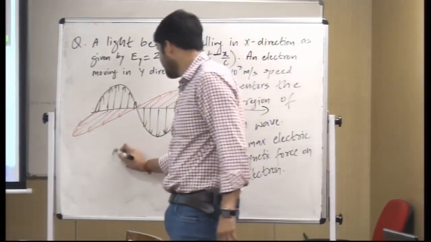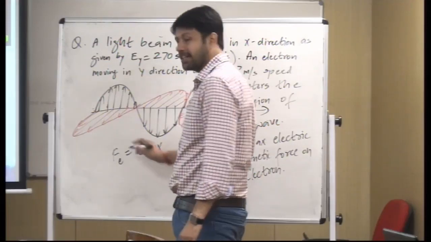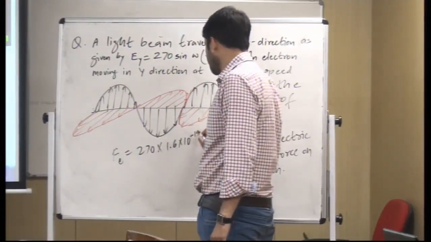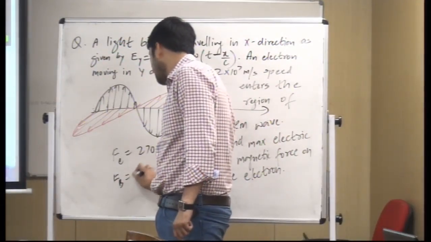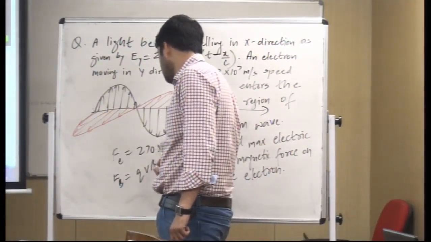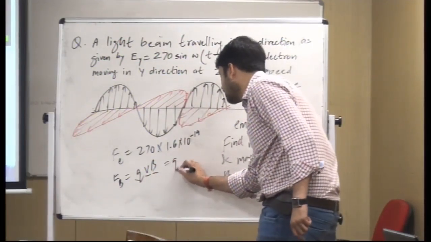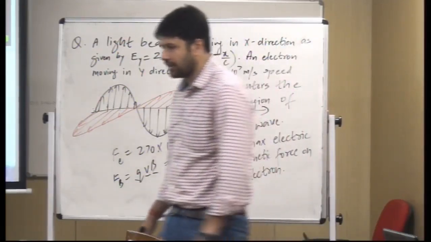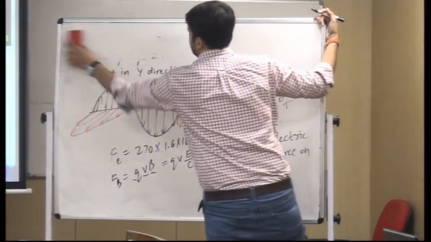The maximum electric field would be 270, so the electric force would be 270 into 1.6 into 10 to the minus 19, that is QE, while the maximum magnetic force would be QVB. We know V, we know Q. B you need to find. It is actually E by C, so the force is QVE by C. That's it. You can find it. It's easy. इतना टाइम लगाओगे कैसे काम चलेगा?